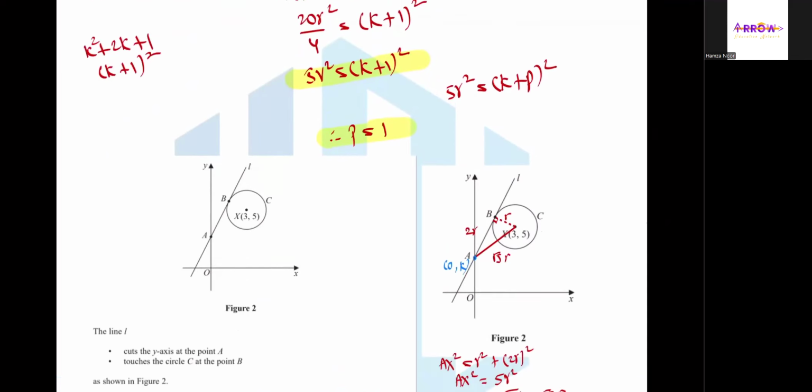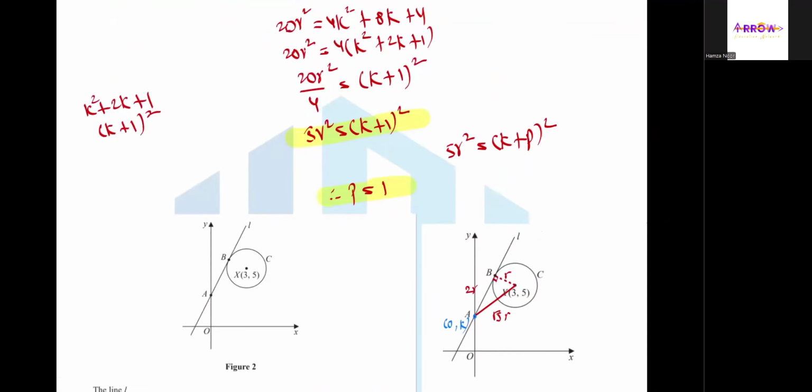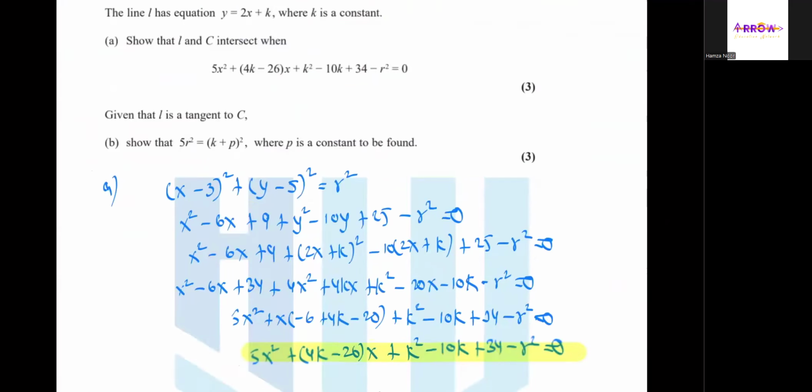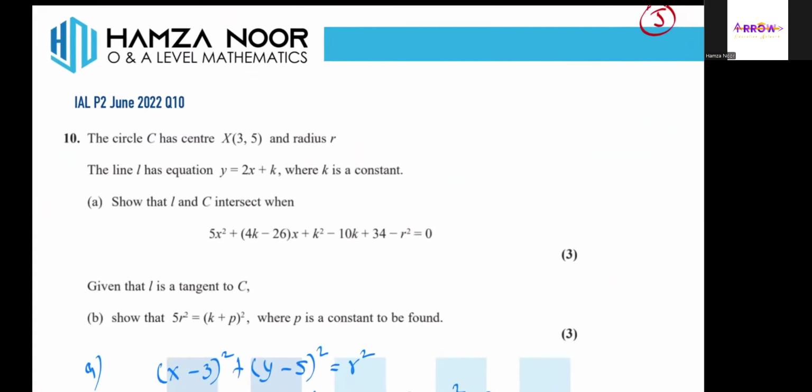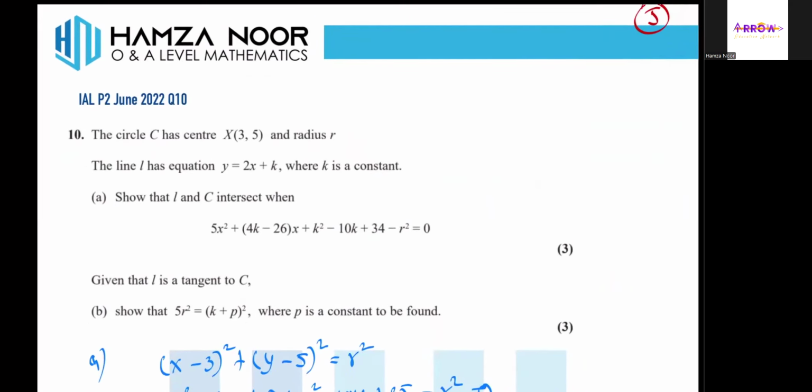Okay, and you need to just think about how to make another equation in terms of r and k, which I have already explained in detail over here. So this was the question which we solved over here, which is June 2022, question number 10. So now let's move on to the next question.